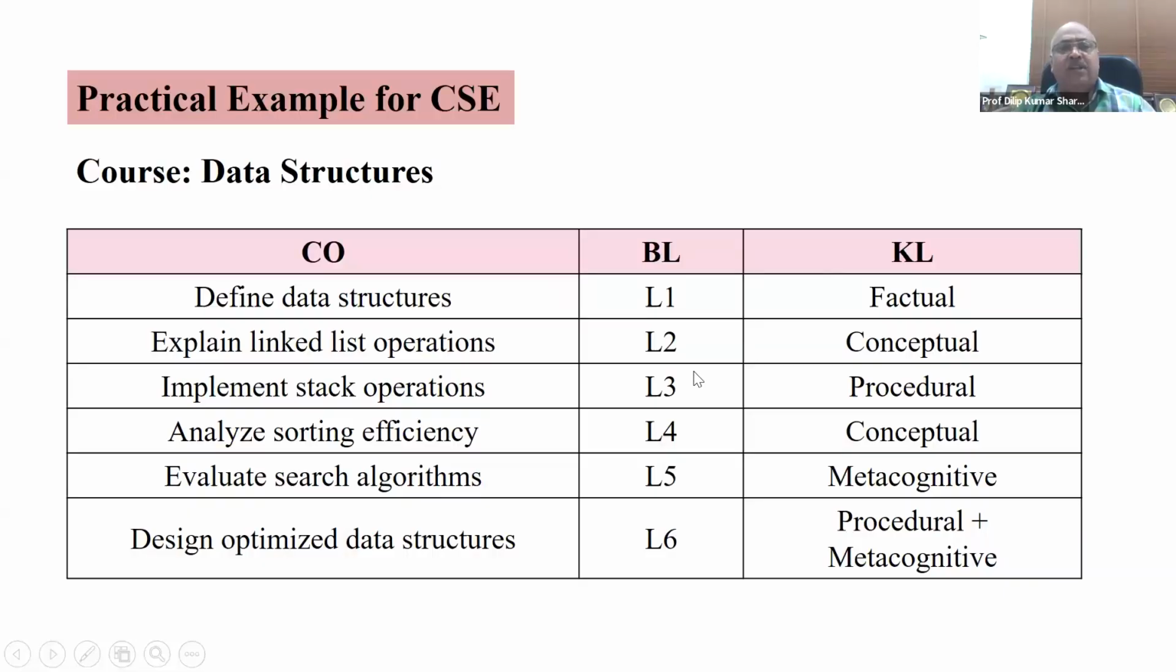I put one sample, like we have a course, data structure, with course outcomes defined. Here I wrote very concisely, otherwise it must be a proper sentence, not too short. Define data structure, level 1, factual. Explain linked list operation, level 2, conceptual. Implement stack operation, level 3, procedural. Analyze sorting efficiency, level 4, conceptual. Evaluate search algorithm, level 5, metacognitive. Design optimized data structure, level 6, procedural or metacognitive, like that.